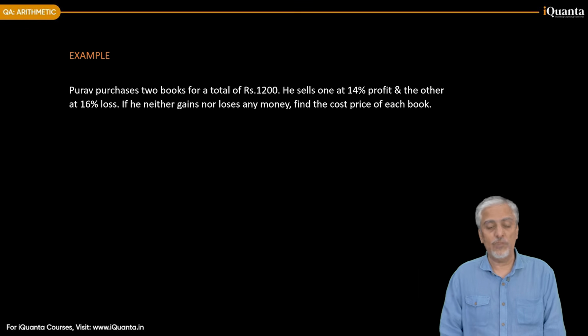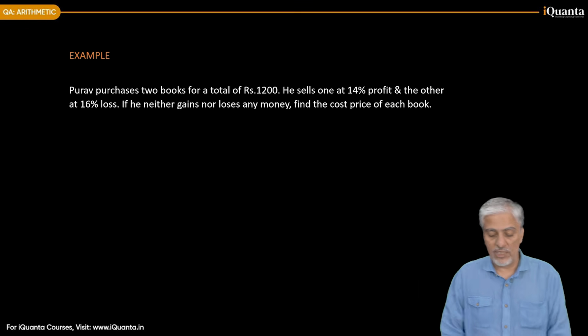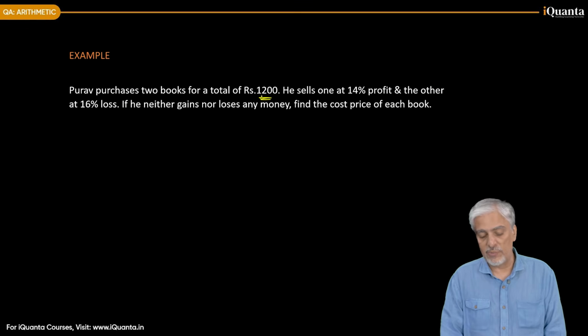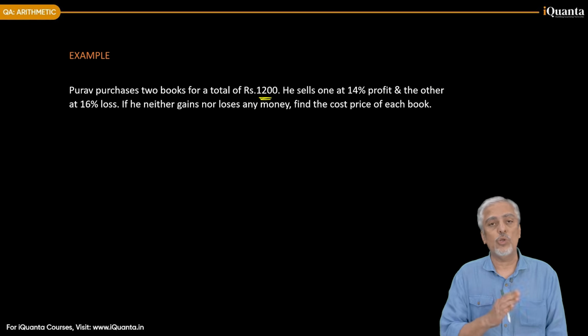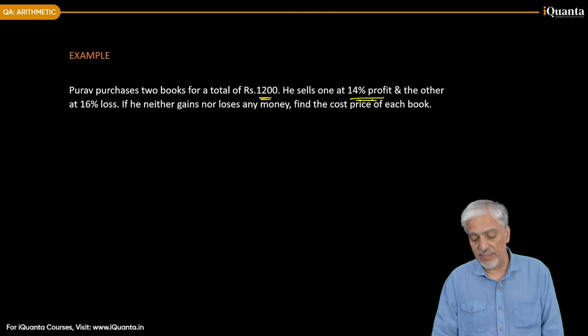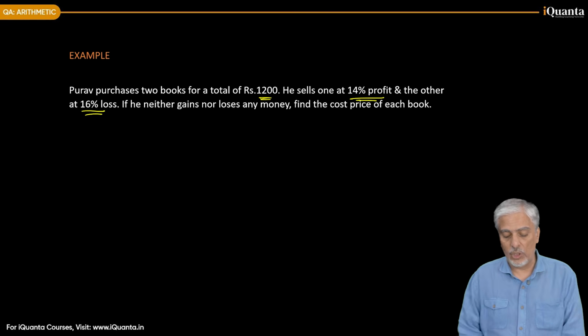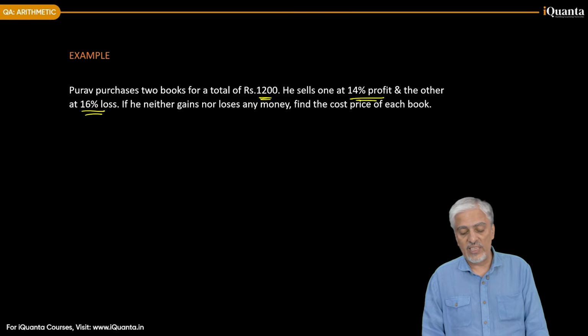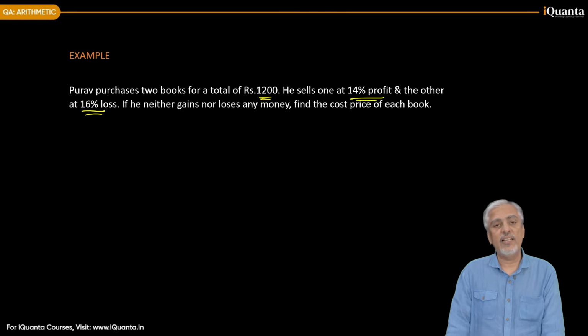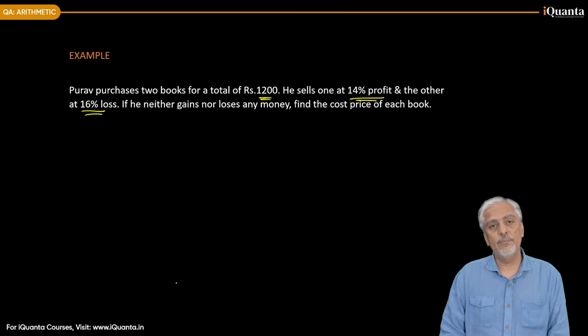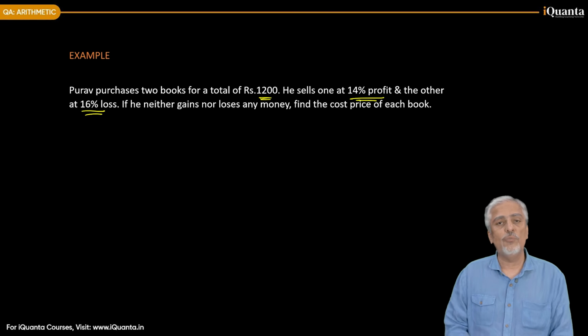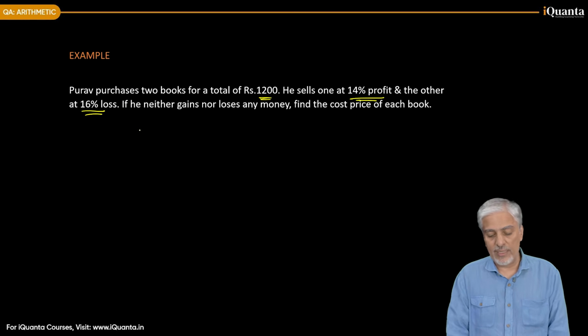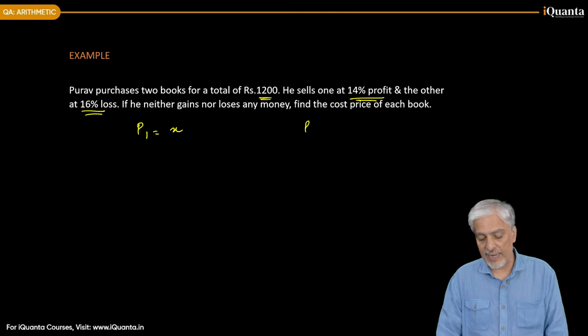Okay, let's continue with a few more questions. Puro purchases 2 books for a total of 1200. So he's purchased 2 books, including both of them. Total cost was 1200. He sells one at 14% profit and the other at 16% loss. If he neither gains nor loses any money, find the cost price of each book. So total price of both the books is 1200. So if I take the price of the first book as say X, I can take the price of the second book as 1200 minus X.